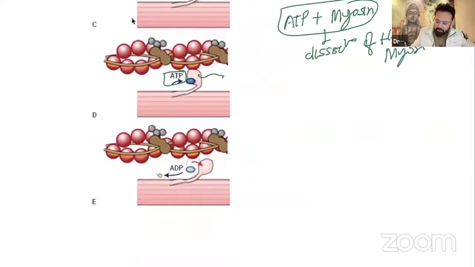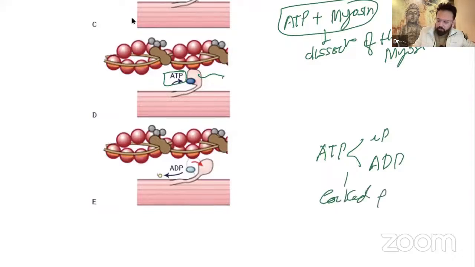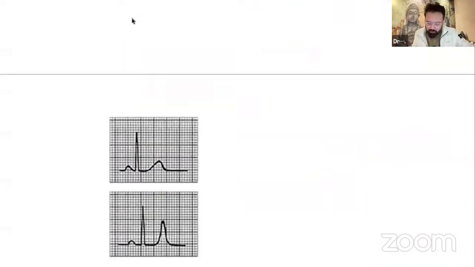Okay, and then after that, ATP will be broken down into inorganic phosphate and ADP, and it will again come to the cocked position. So one ATP is required for contraction as well as relaxation. One ATP. So you can say half for contraction, half for relaxation.